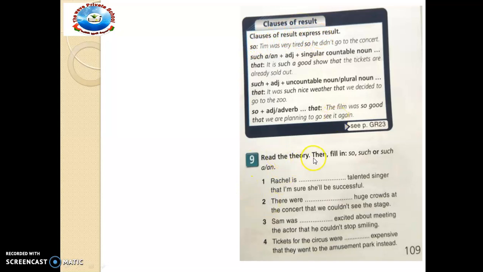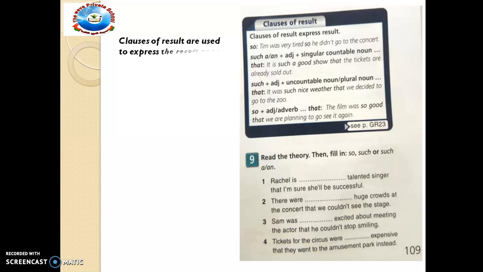Now I say read the theory, then fill in so, such, or such a, or such an. "Rachel is dash talented singer that I'm sure she'll be successful." What will you put in here? Is it so, such, such an, or such a? Let's see.